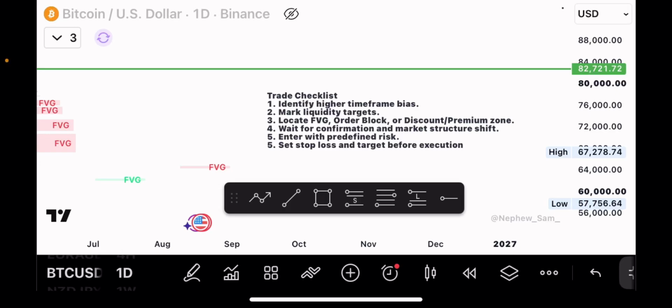Hello guys, so today we are going to be doing a top-down analysis on BTCUSD. So this is my trade checklist. I already outlined everything we are going to be looking for. So join me as we dive into the chart.